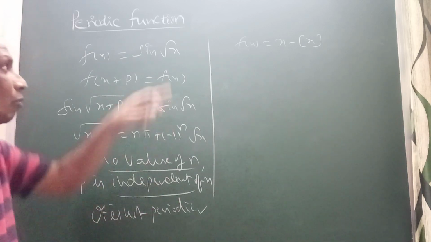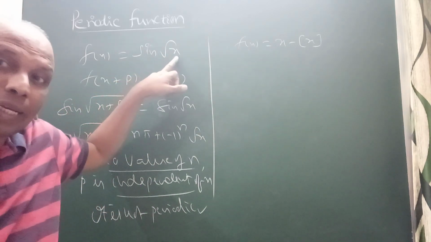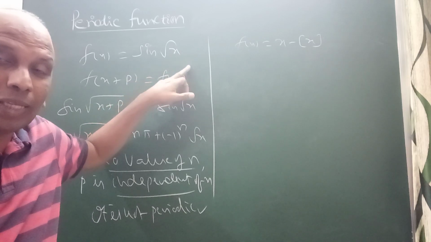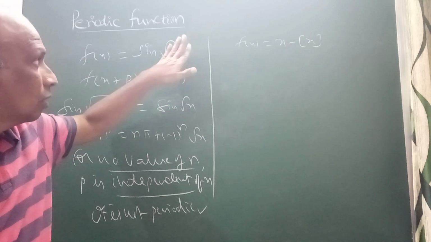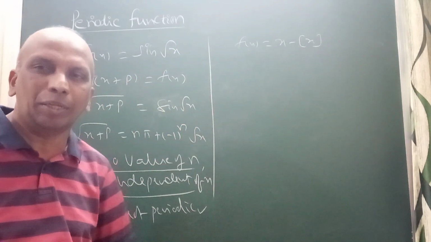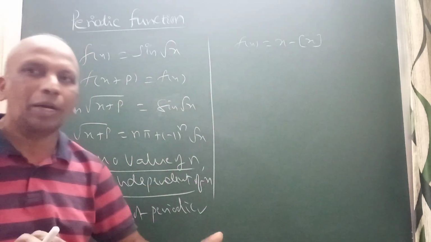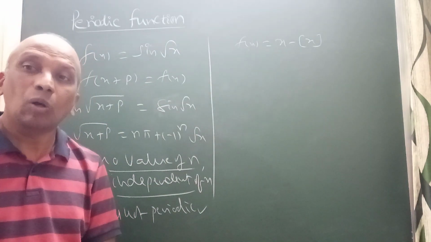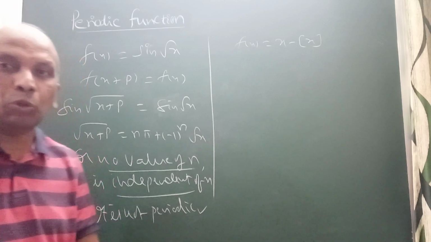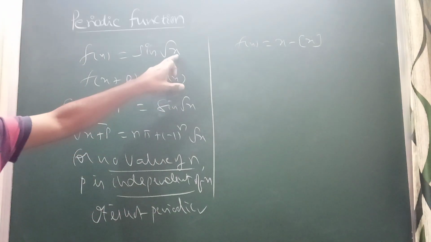But remember, whenever we have terms like root x, or sin x square, or sin x cube, like this, if we take the terms of root x or x square, definitely it is not periodic. Even cos root x is not periodic. Cos x square is not periodic. Sin x square is not periodic. Those functions are not periodic. Look into this video, you can say that.